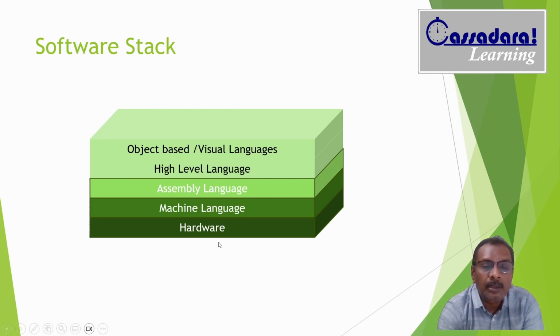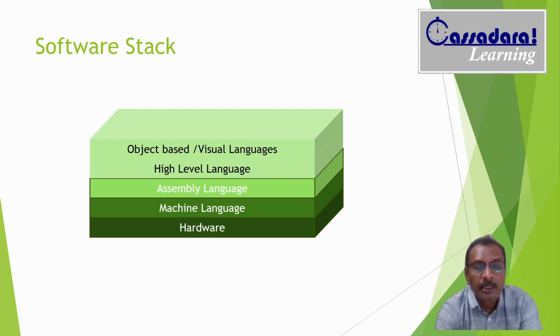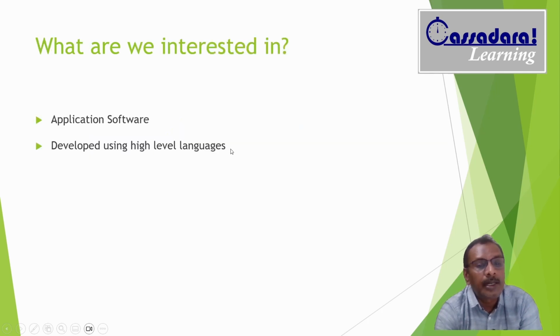Now, like I said, we need not worry about machine language. We need not worry about assembly language. We only are going to worry about these high level visual object based languages. This is going to be our primary area of focus as far as this series is concerned. Got it? So let us move on. That is what we are interested in.